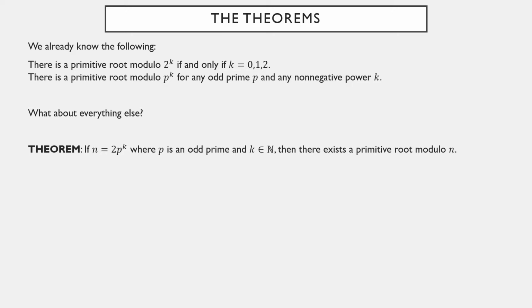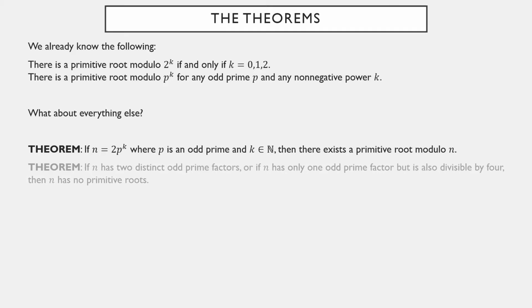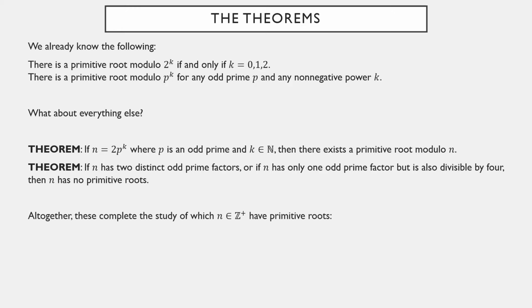First, if you have n equal to exactly 2 times a power of an odd prime, then there is a primitive root mod n. However, if n has 2 distinct odd prime factors or only one odd prime factor but is divisible by 4, then there are no primitive roots. So altogether, this totally covers everything.